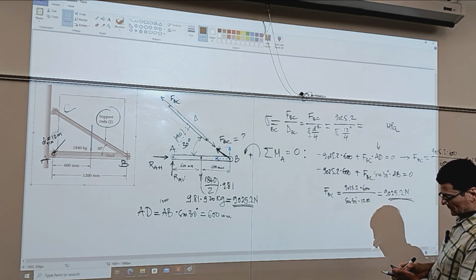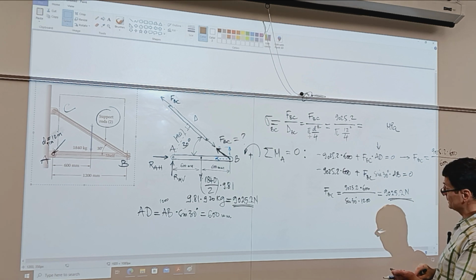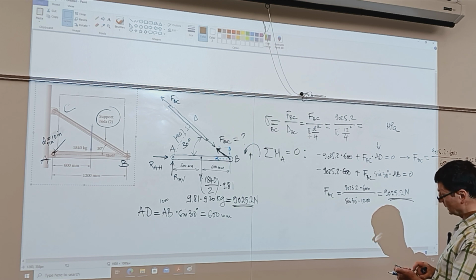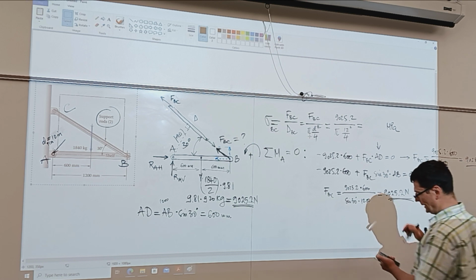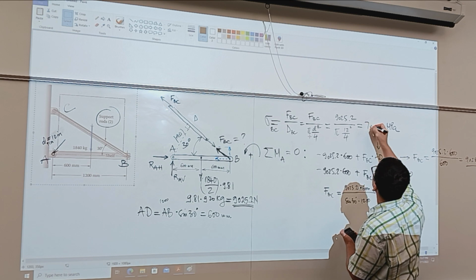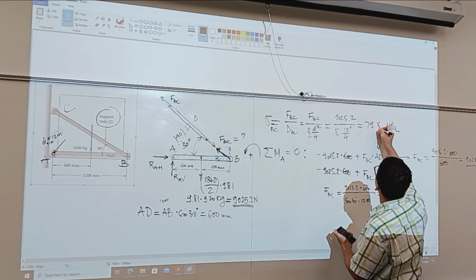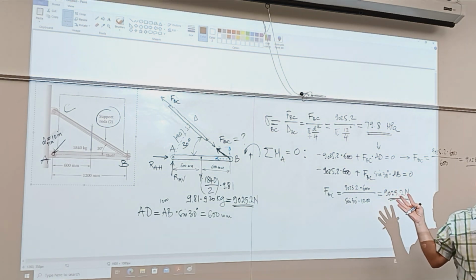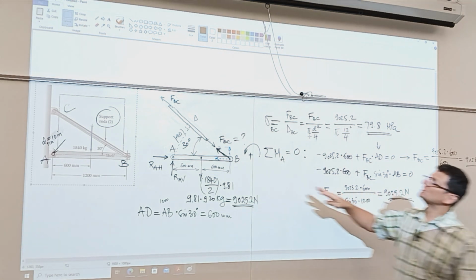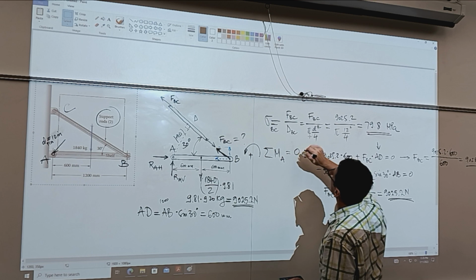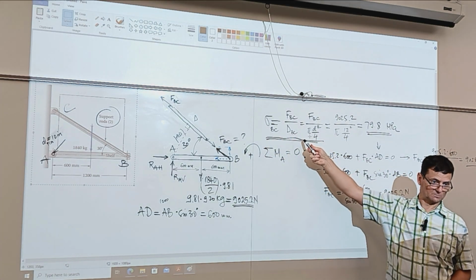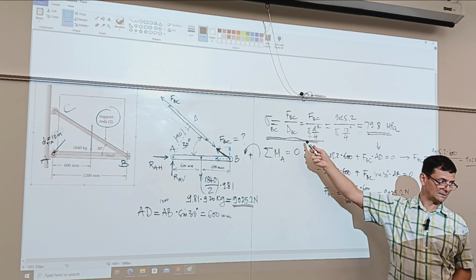And let's see what the answer is. So I have 9025.2 over pi over 12 squared times 4. And this is 79.8 megapascals. Is it clear so far? So really, this was statics. Finding BC was statics. What you learned yesterday was this additional step to calculate tensile stress.